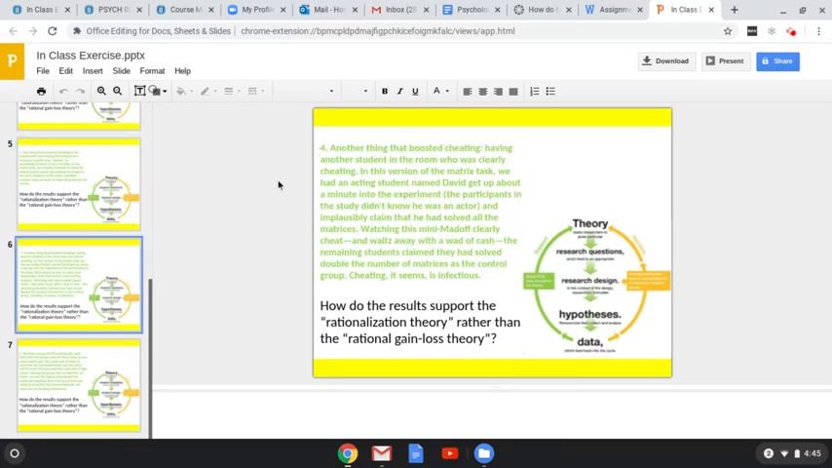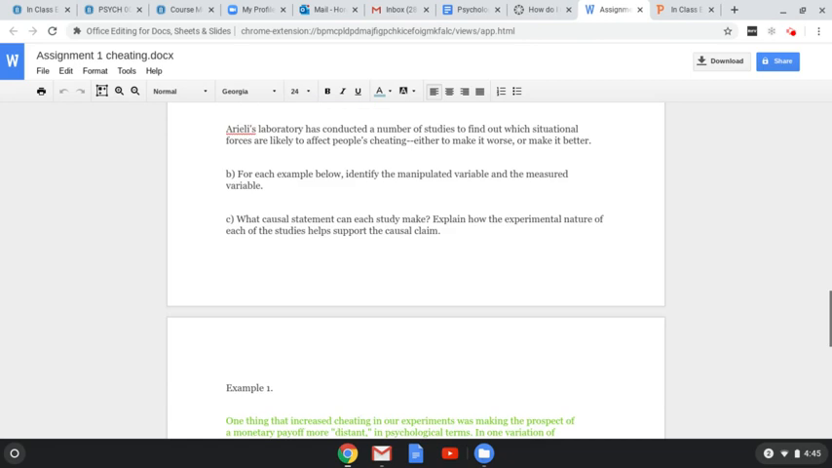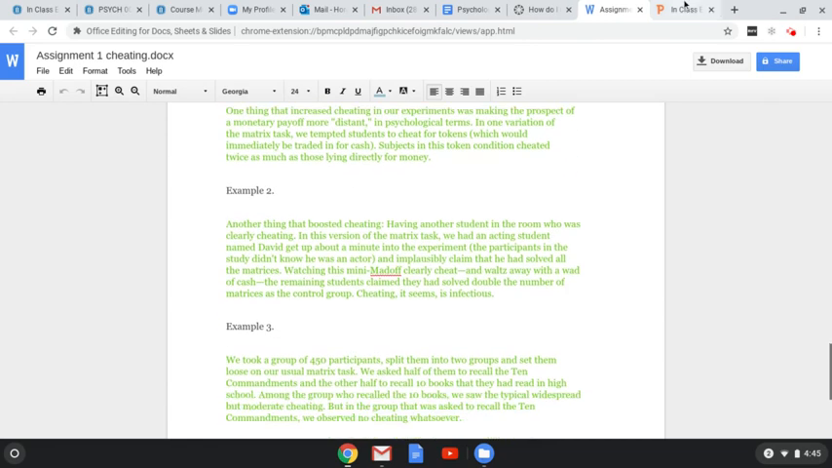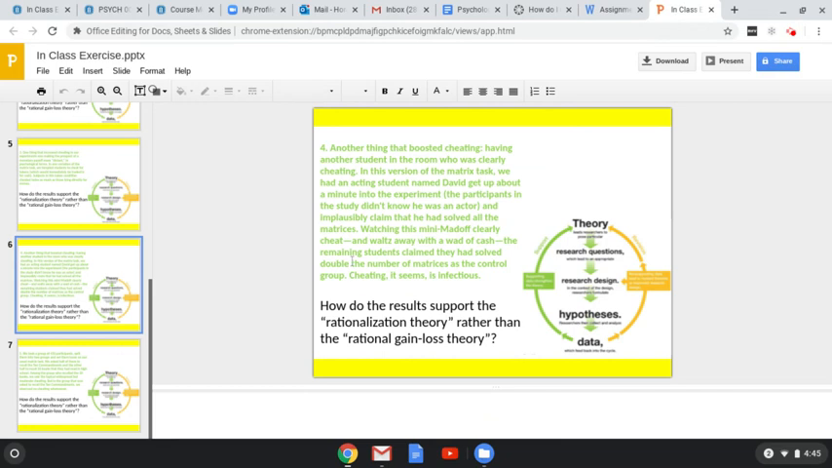The next one says, number 4 on this one, which would be number, I think, 2 down here, example 2. So example 2, number 4, whatever, you can number them however you want. Another thing that boosted cheating was having another student in the room who was clearly cheating.